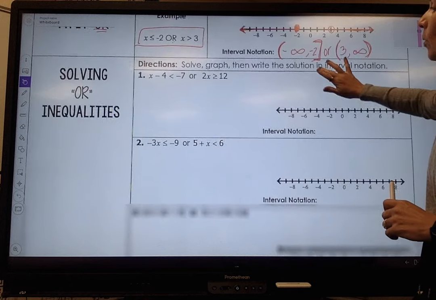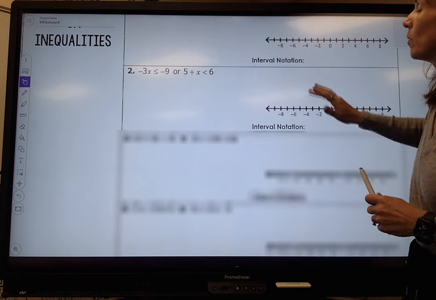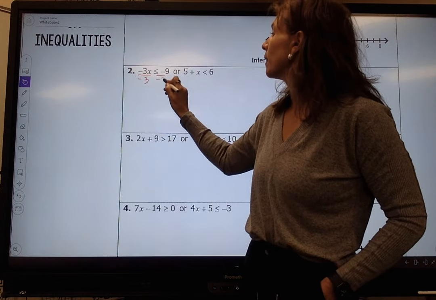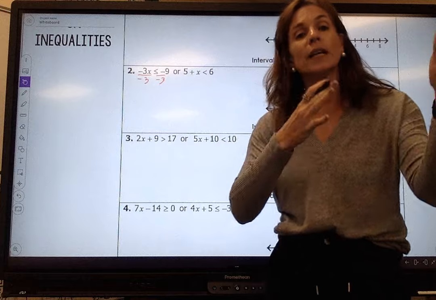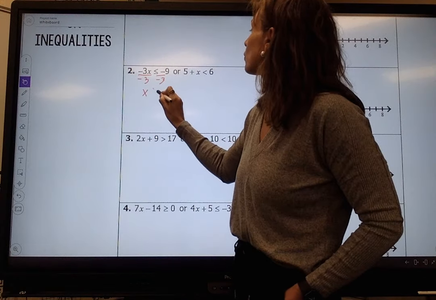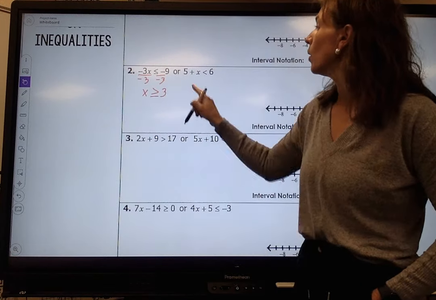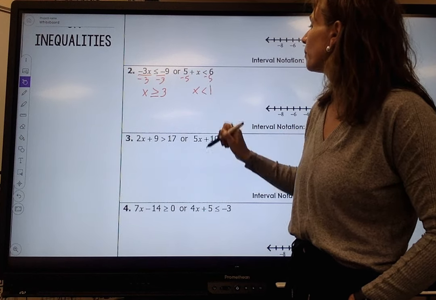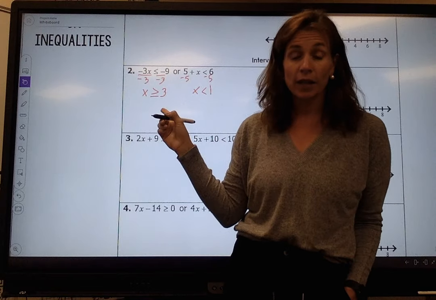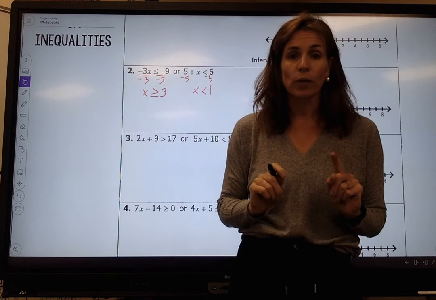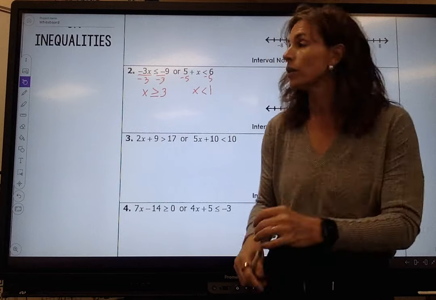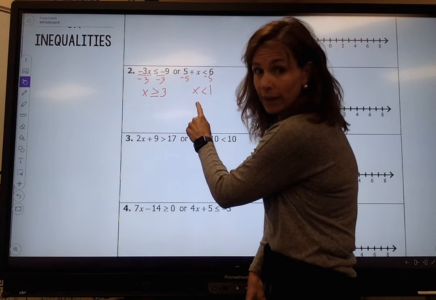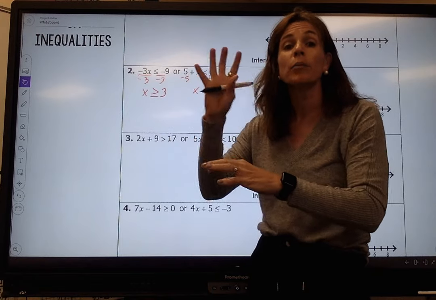Okay, so when we solve, let's look at number 2. I divide both sides by a -3. What are your rules for dividing by a negative? You gotta flip your sign. So x is greater than or equal to 3, or subtract 5 on both sides, x is less than 1. All right, this is an inequality, but it is not in the right order. Look at your target numbers. Your target number here is 3. Your target here is number 1. You need to put your target numbers from least to greatest.